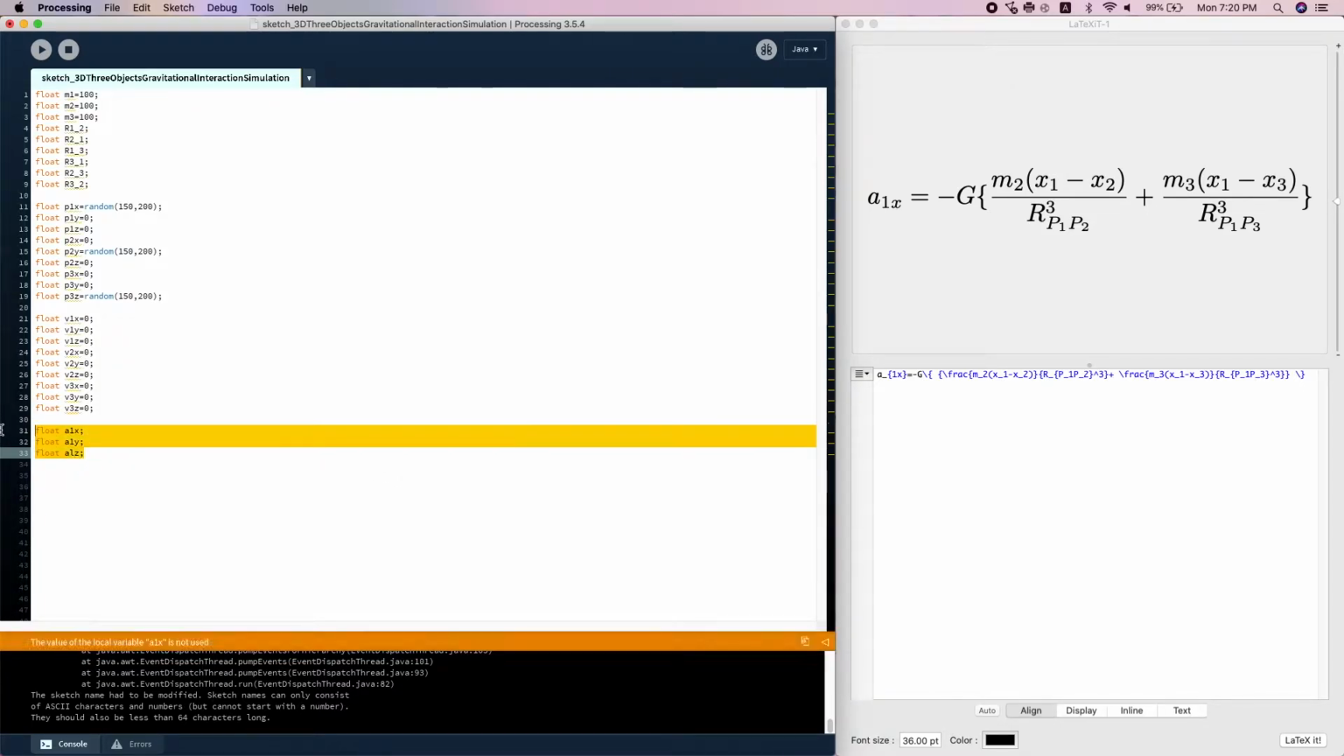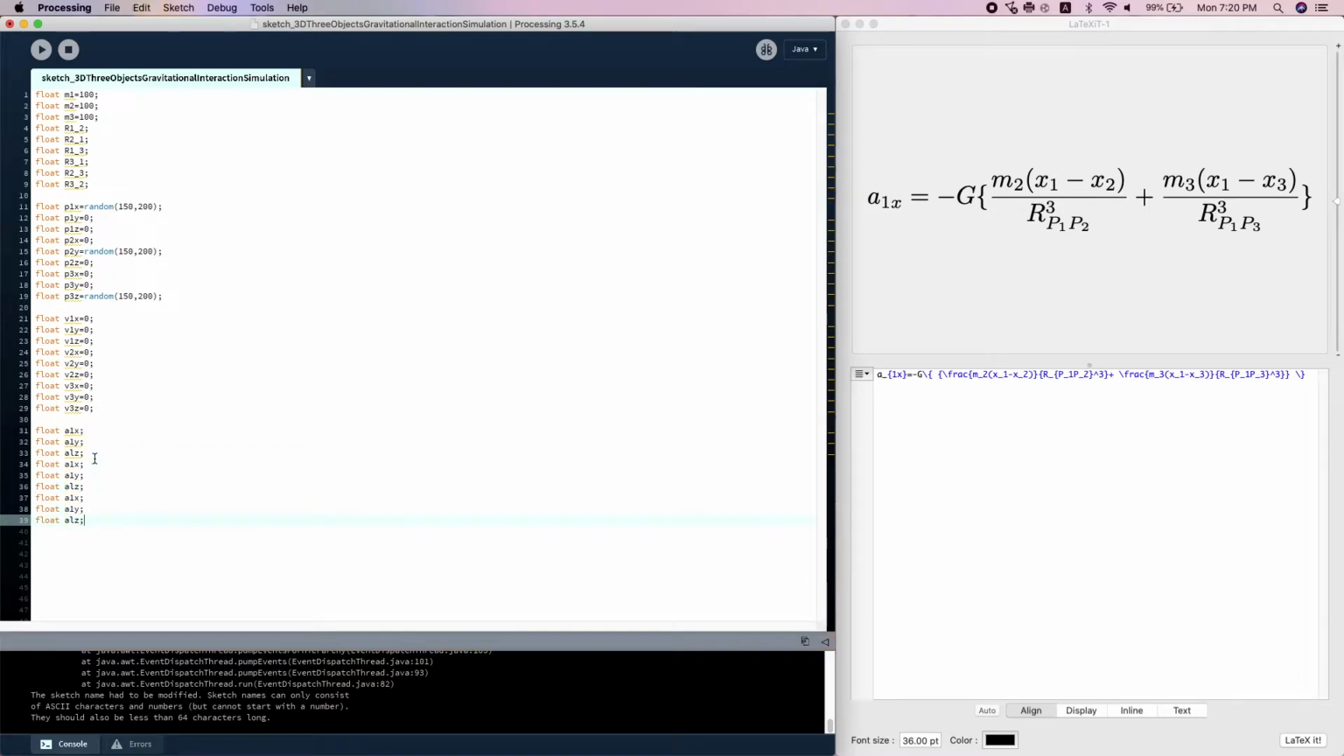And we do the same thing, we multiply this by 3 times because we have 3 objects. Alright, and then we're going to need some value.